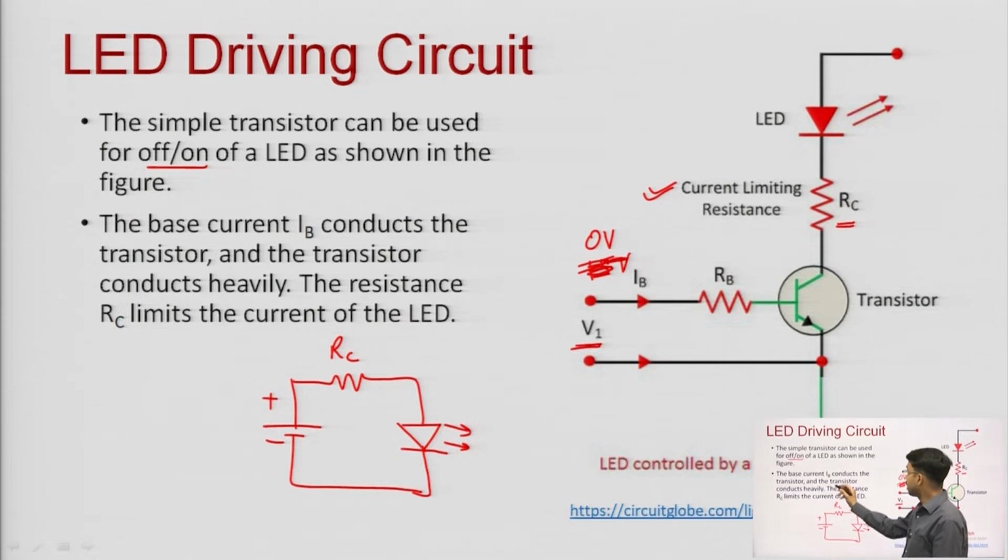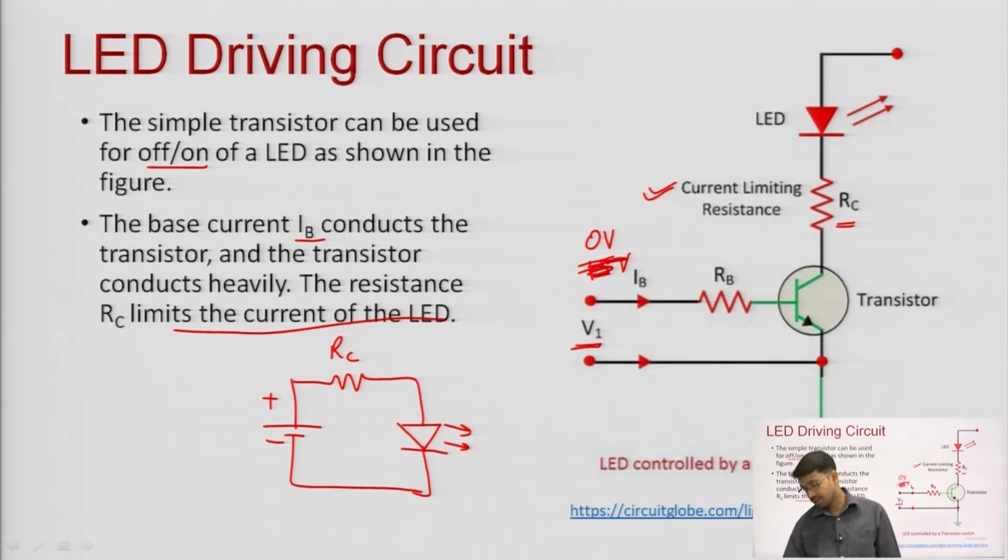The base current IB conducts the transistor, and the transistor conducts heavily, and the resistance RC limits the current of the LED. Okay. So, this is a very simple LED driving circuit, but it is not used normally. We can normally use this circuit in our projects. Okay.